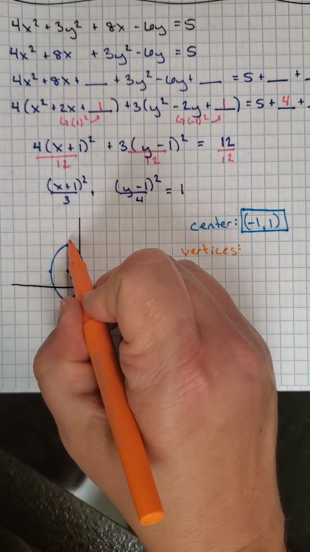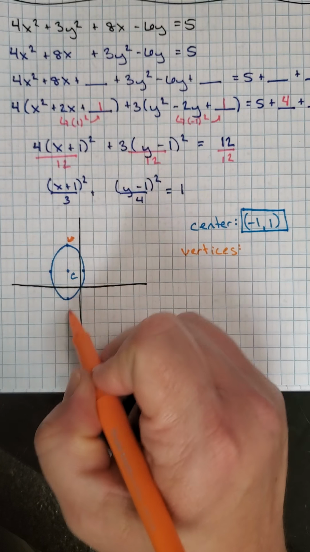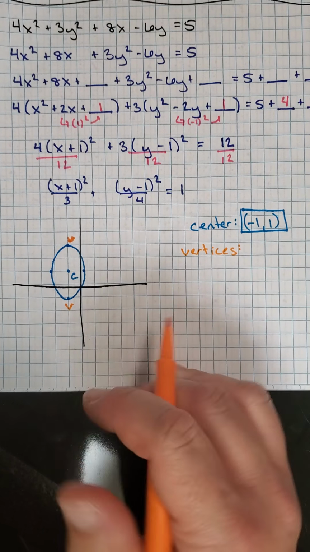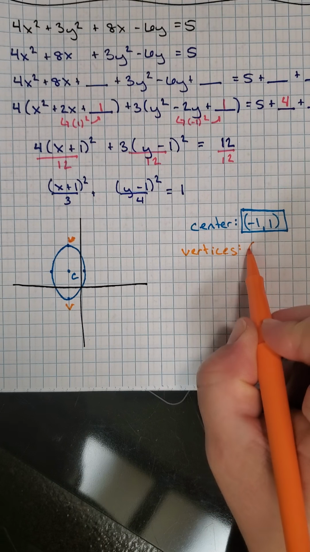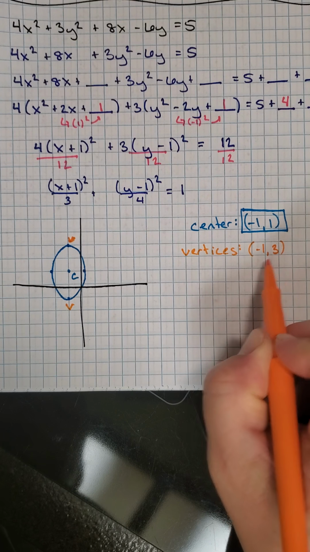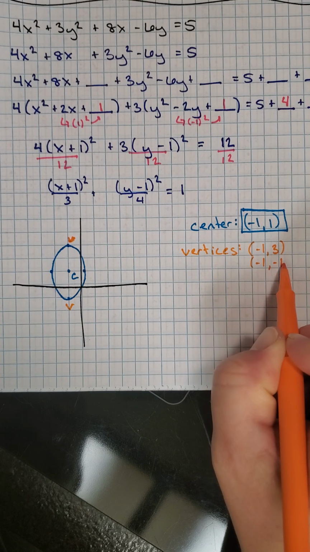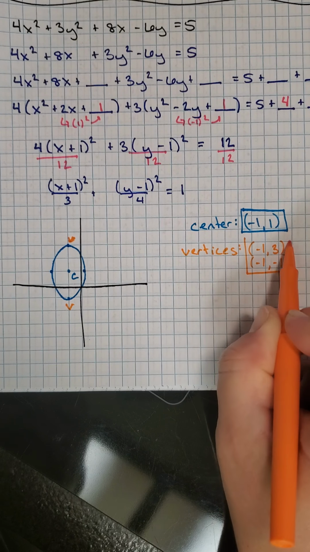So our vertices are here, I'll just label with a V, here and here. So we have -1, 3. And then we have -1, -1. That's where our two vertices lie.